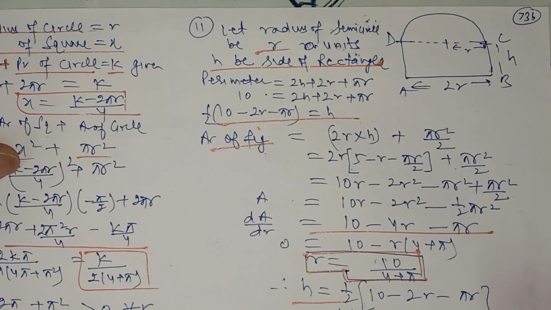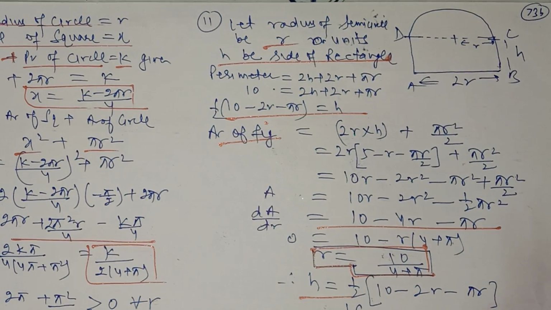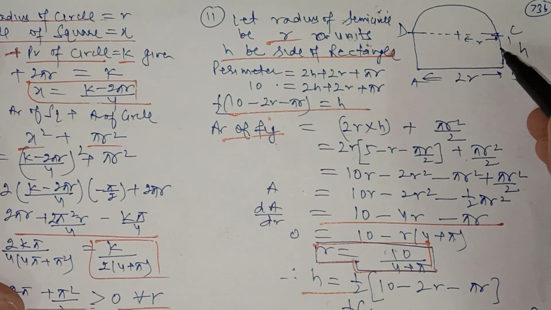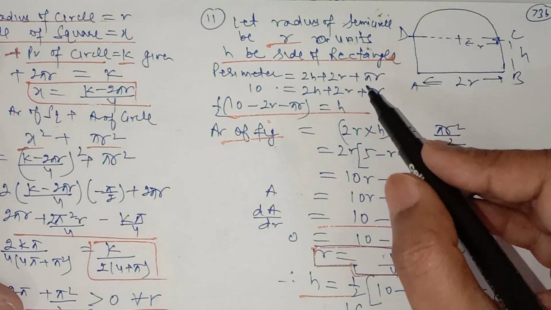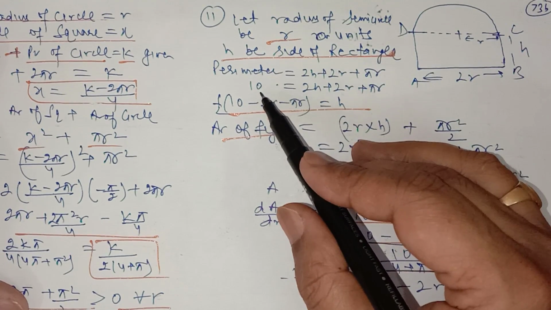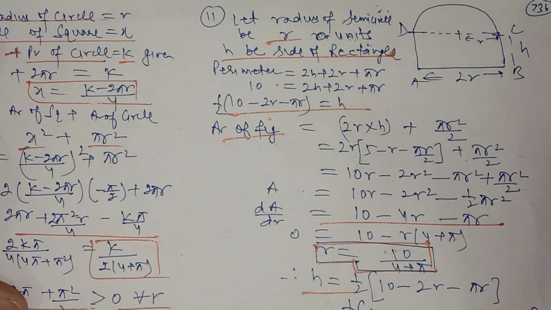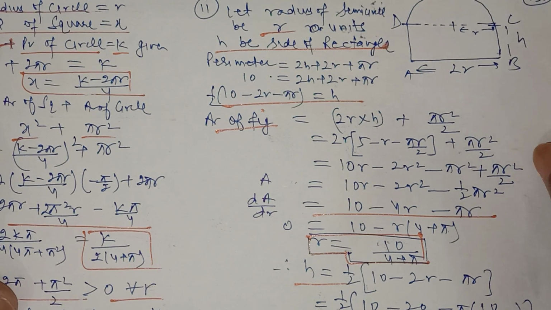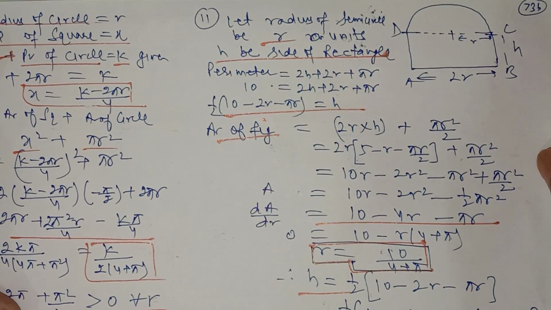Now in question number 11, it is given that there is a window which is rectangular at the bottom and semicircular at the top. It is given like this: rectangular, semicircular at the top. This is the shape of the window, and its perimeter is given, which is equal to 10. You have to find the dimensions of this window when the maximum light can enter through it.